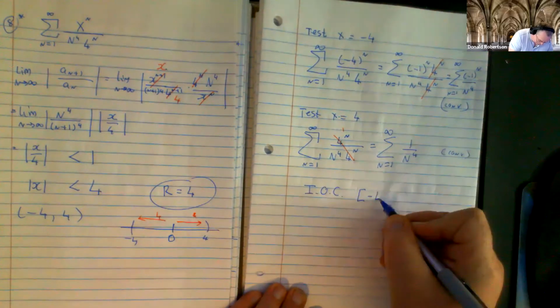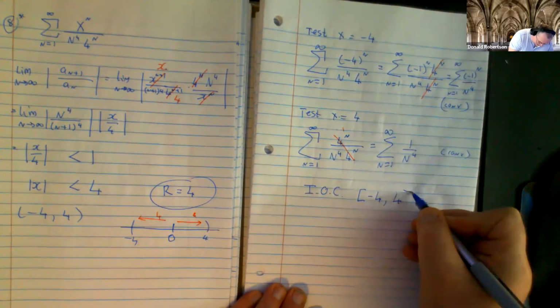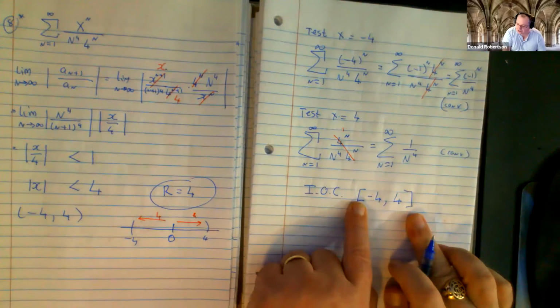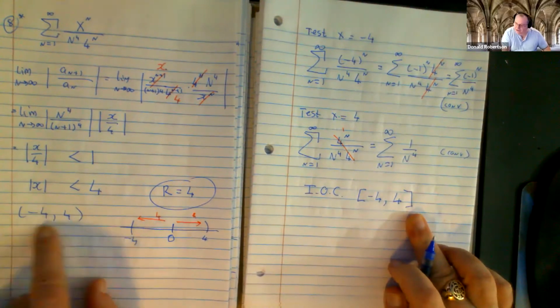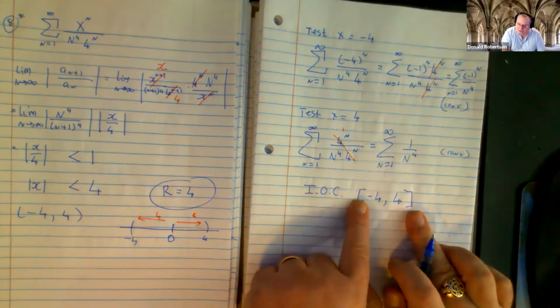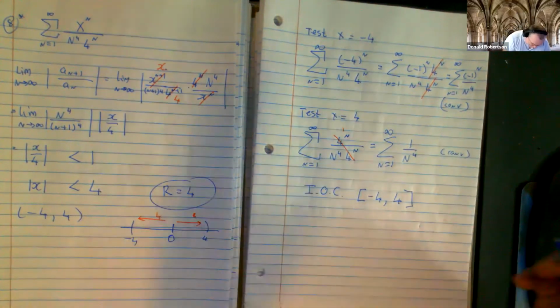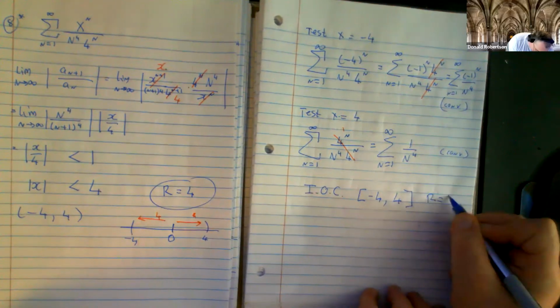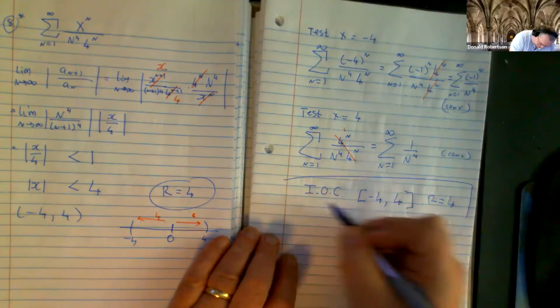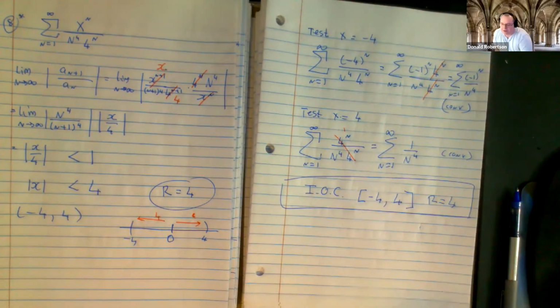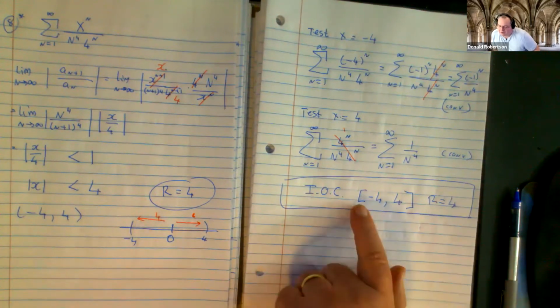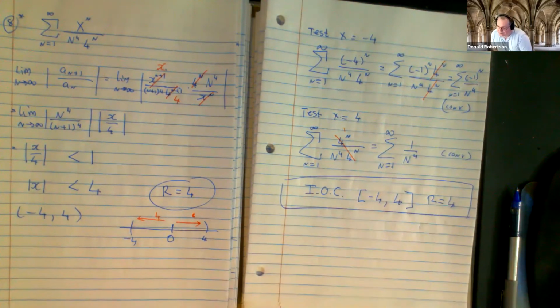You can use x equals -4 and you can use x equals 4. So you see how they're now square brackets, not curved brackets, right? Square brackets mean you can use the numbers on the end. Rounded brackets like we have here, you can't. And the radius of convergence would be 4. So these are the two answers that you're going to be doing in your homework, right? Are we good? Any questions so far?